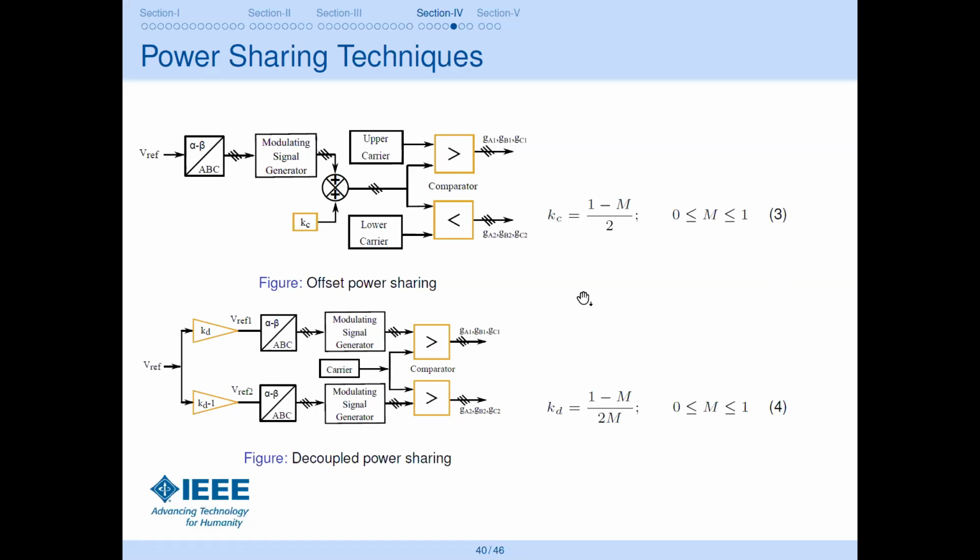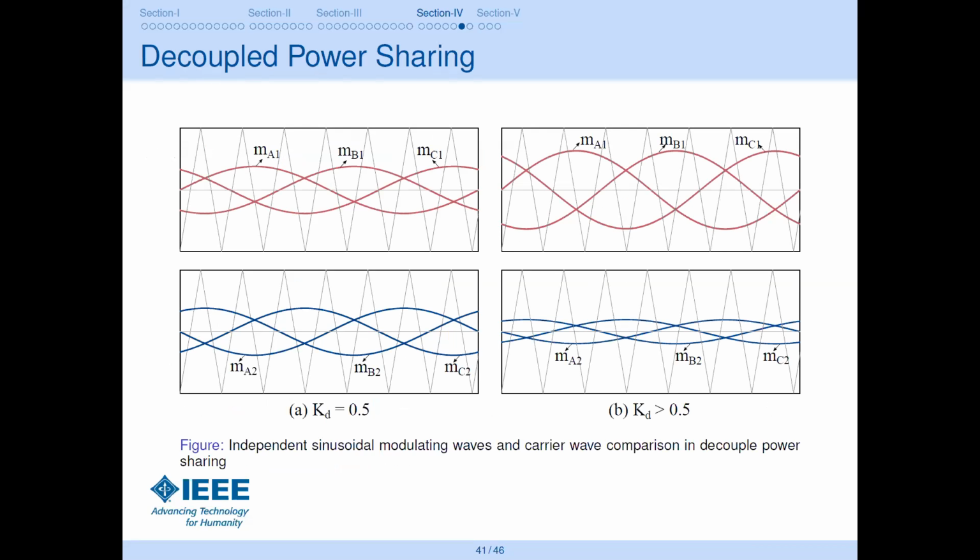And the offset, of course, has one limit. Similarly, the decoupled method also will have a limit, like how much you can divide the gain. So the KC here, which is the offset limit, can be given as (1 minus m) over 2, where m is between 0 and 1, and the KD gain can be (1 minus m) divided by 2m, and of course it should be between 0 and 1. I have just shown you a sinusoidal modulating wave instead of triple harmonic, just to show what the decoupled power sharing looks like in the real world.